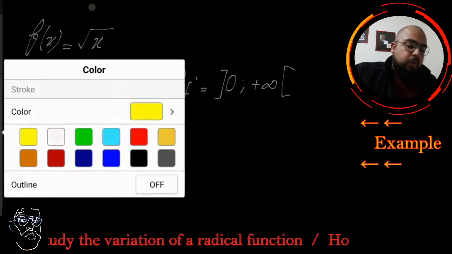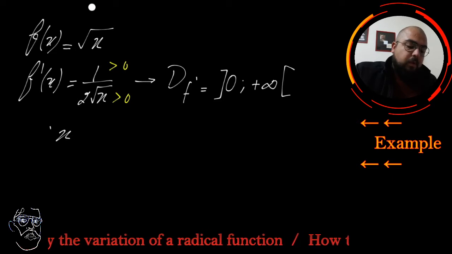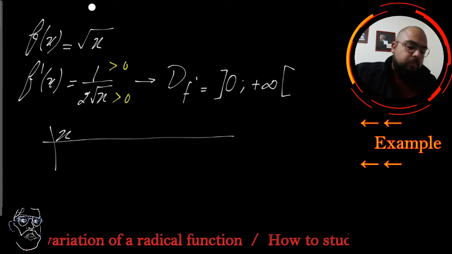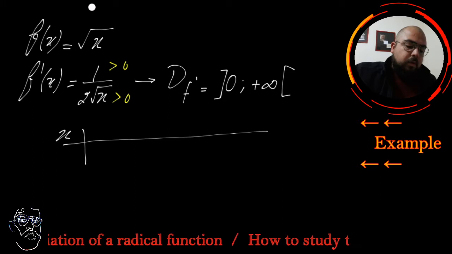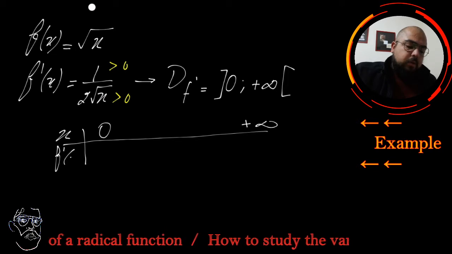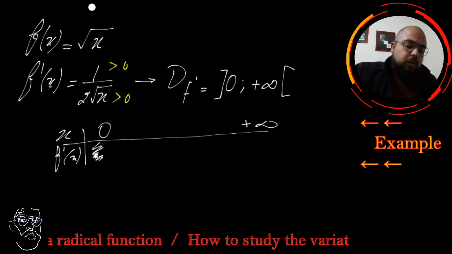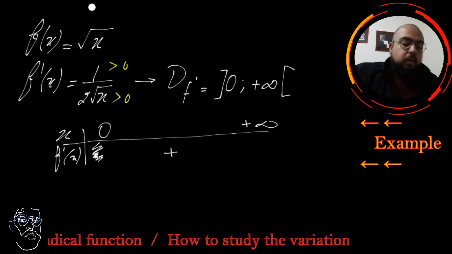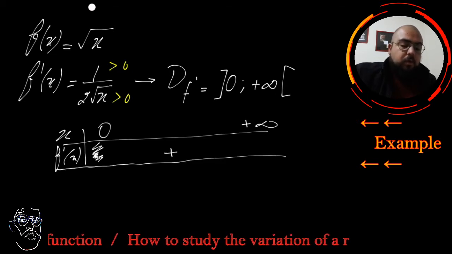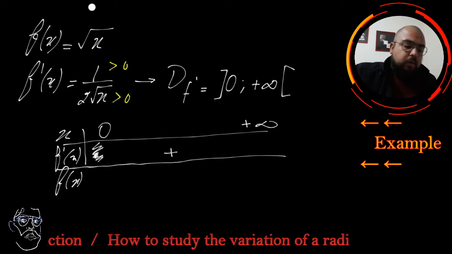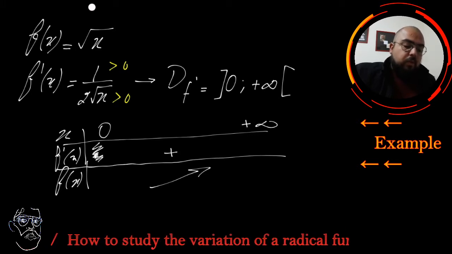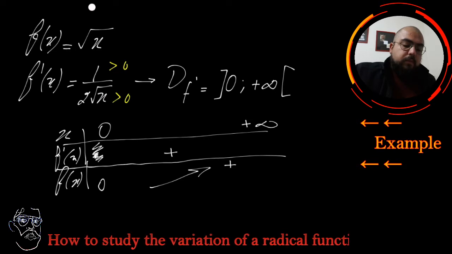For the table of variation, you will have x going from 0 to plus infinity. So f prime of x is shaded in this part, and it's positive whenever x takes any value from 0 to plus infinity. F prime of x is positive, and your function f of x is actually an increasing function, of course from f of 0, which is 0, to plus infinity.